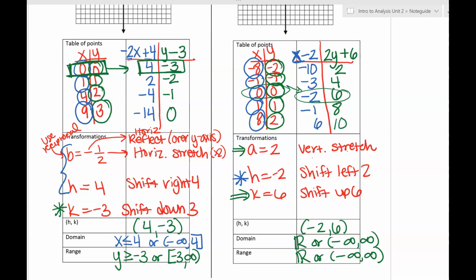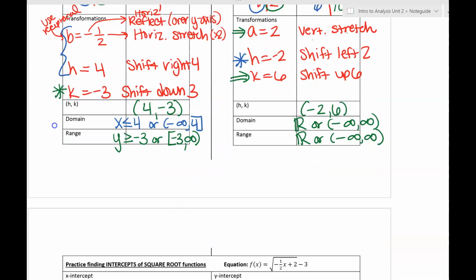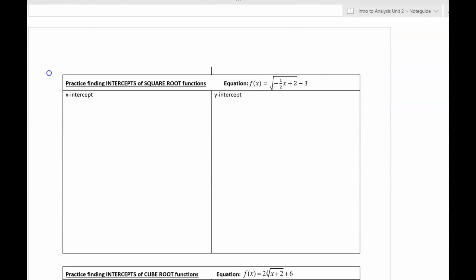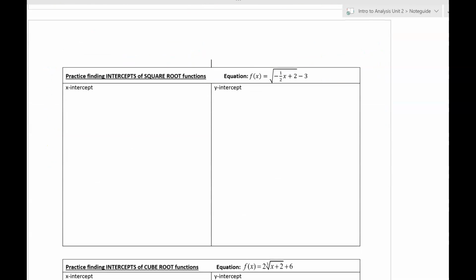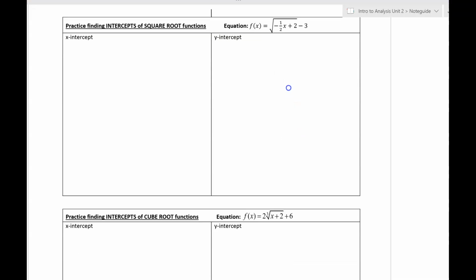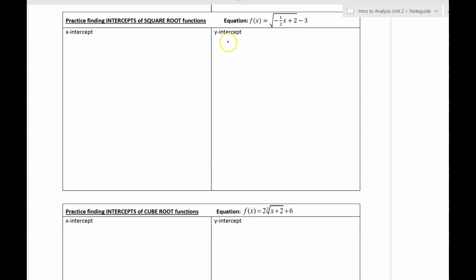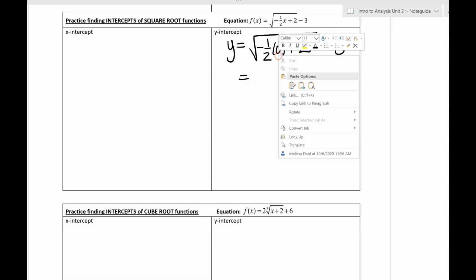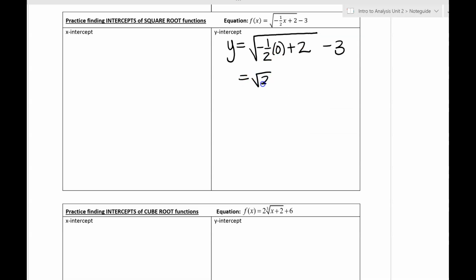So that should help with graphing, and now we want to look at how to find the intercepts. So we're going to look at those here. So again, I'm going to start with the y-intercept because I think the calculation's a little simpler because the equation's already written exactly how I want it to do that calculation. So I'd have negative 1/2 times 0 plus 2, and then outside the radical minus 3. So negative 1/2 times 0 is 0 plus 2 is 2.